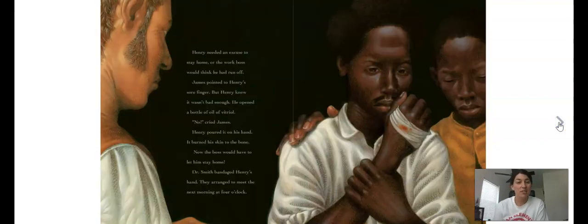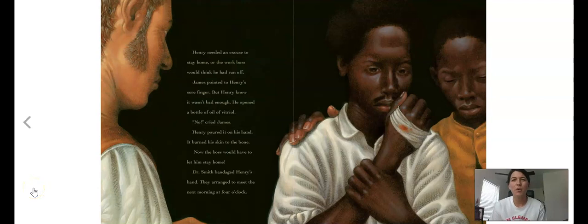Henry needed an excuse to stay home, or the work boss would think he had run off. James pointed to Henry's sore finger, but Henry knew it wasn't bad enough. He opened a bottle of oil of vitriol. "No!" cried James. Henry poured it on his hand. It burned his skin to the bone. Now the boss would have to let him stay home. Dr. Smith bandaged Henry's hand. They arranged to meet the next morning at 4 o'clock.